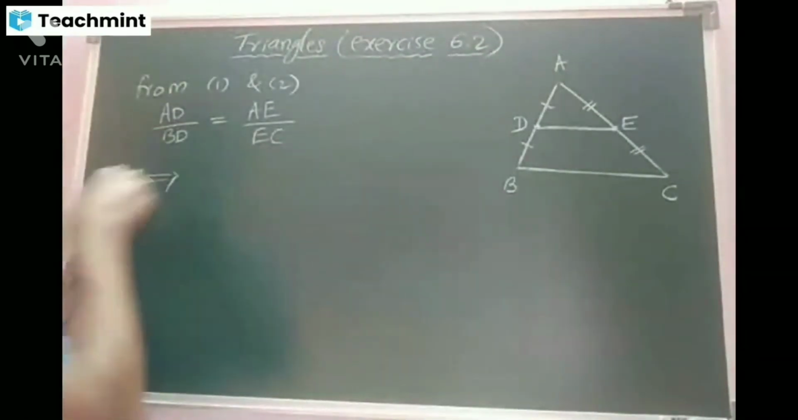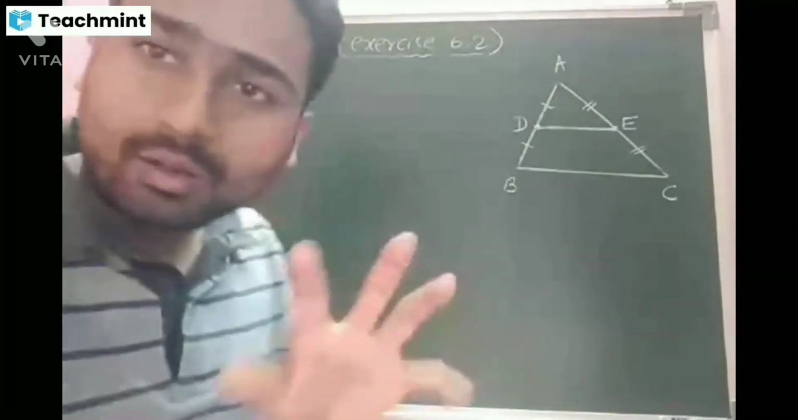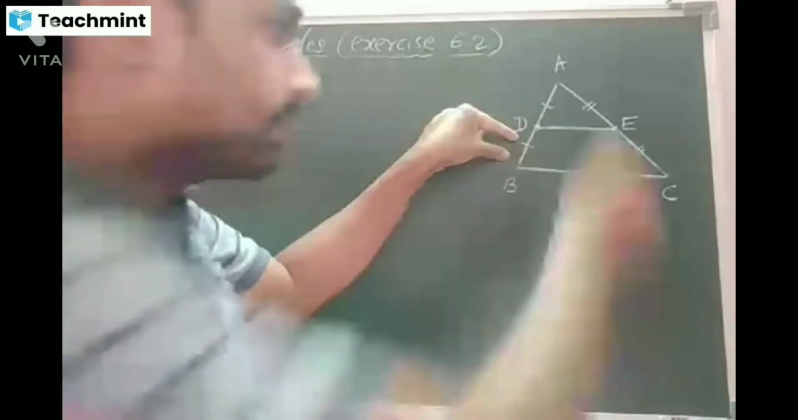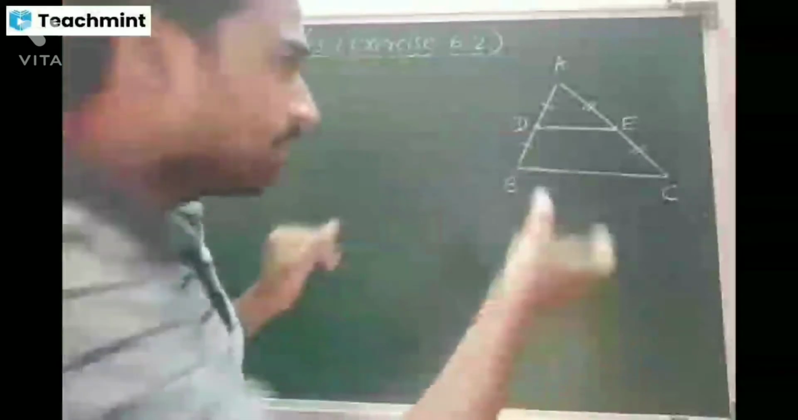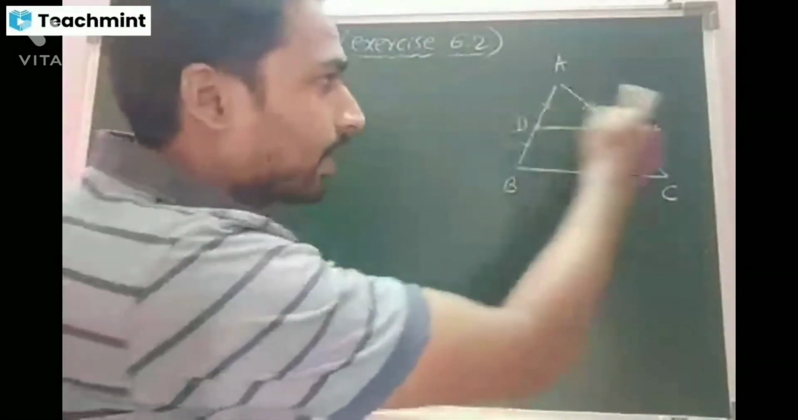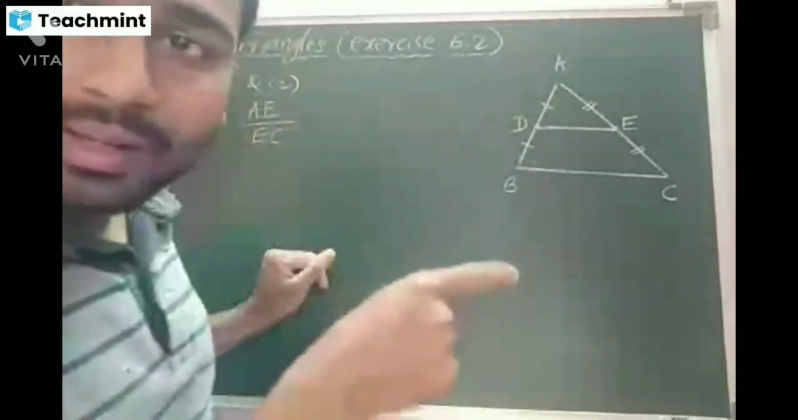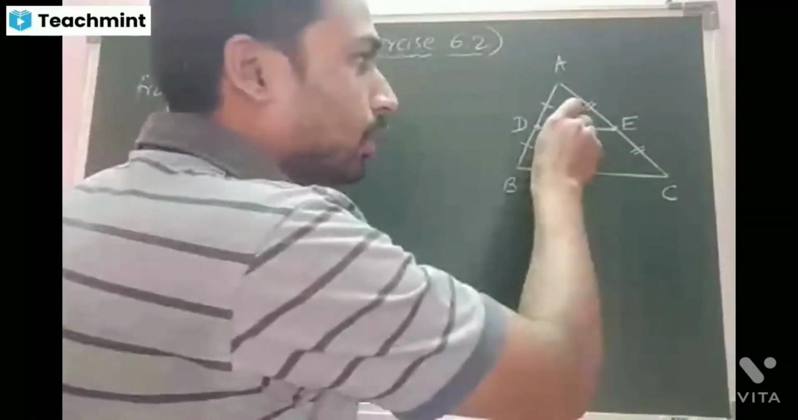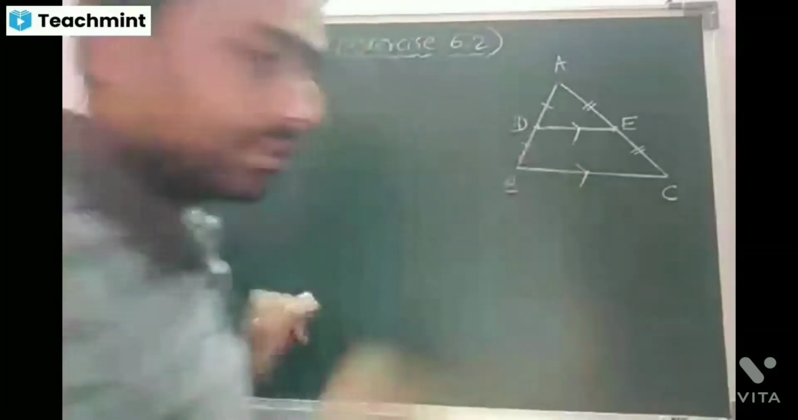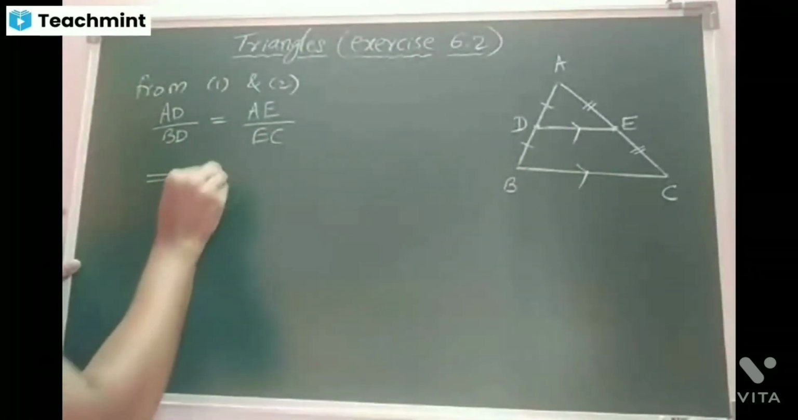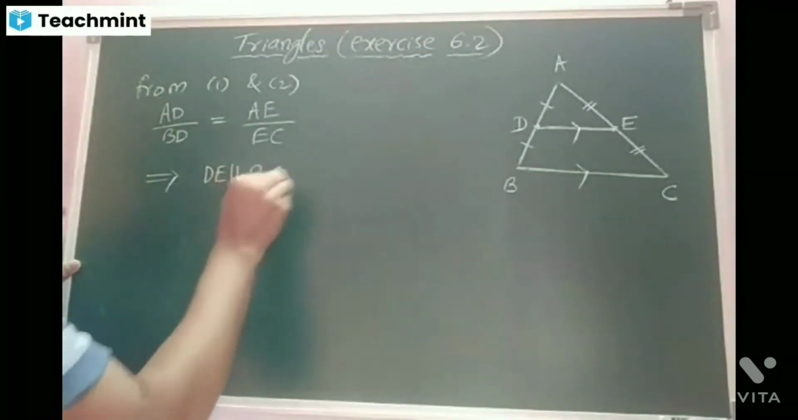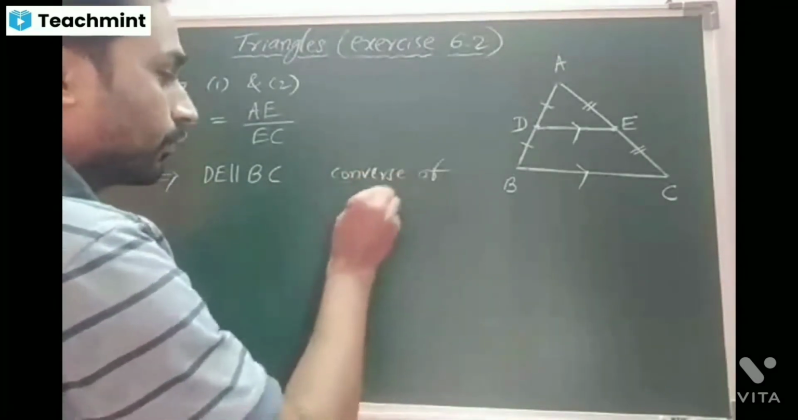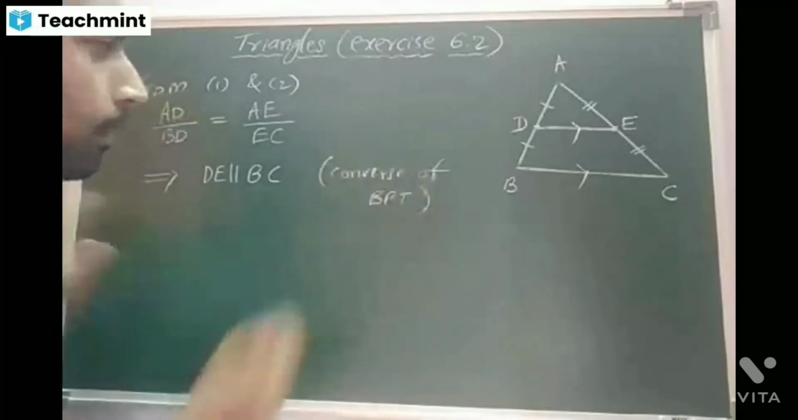Yeah, beta. Directly we'll write our answer. The reason: part by part is equal to part by part. What does it mean? The line DE is dividing the two sides of a triangle, AB and AC, proportionately. So according to the converse, this line should be parallel to this line. Am I right, beta? Yes, sir. Just mention the reason: converse of BPT. Beta, copy. This is the proof.